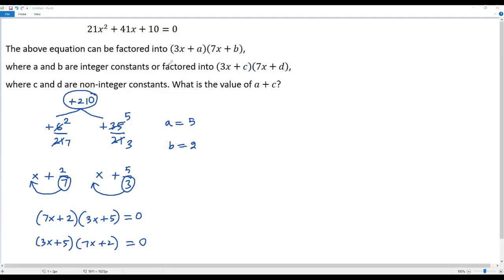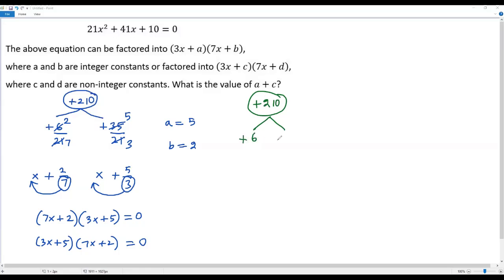So accordingly we have to get the factor form of the given quadratic equation. Okay, so the same thing I have to do, that is I have to multiply this positive 10 by 21, the coefficient of x squared. I am getting positive 210, and now I have to get two factors for this positive 210, so that the product is equal to positive 210 and the sum is equal to the coefficient of x, positive 41.